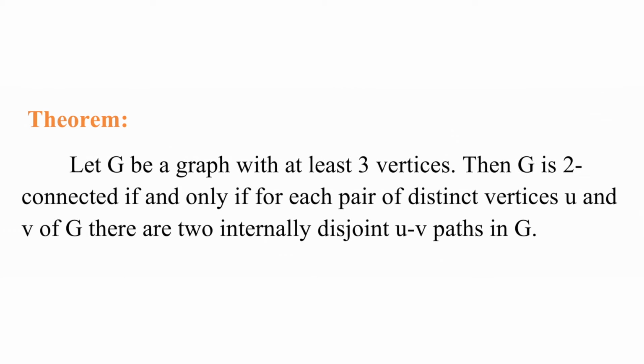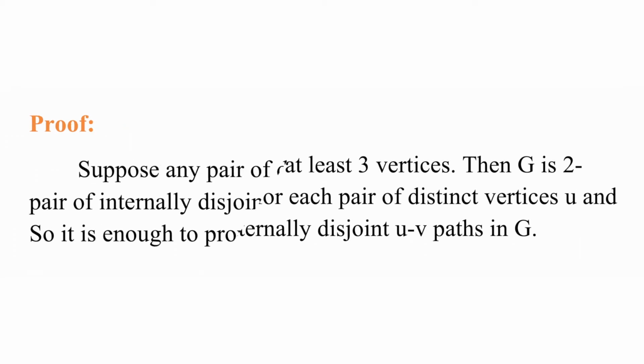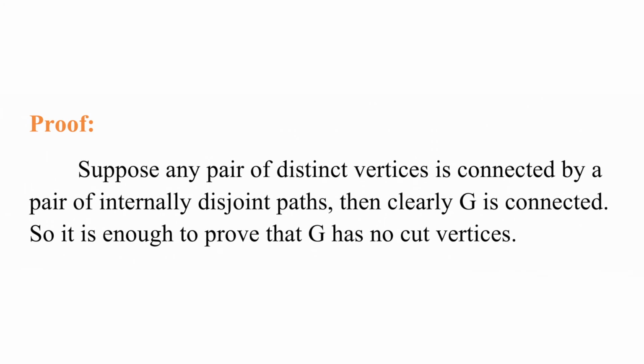The statement is: let G be a graph with at least 3 vertices. Then G is 2-connected if and only if for each pair of distinct vertices u and v of G there are 2 internally disjoint u-v paths in G. We shall see the proof now. Suppose any pair of distinct vertices is connected by a pair of internally disjoint paths, then clearly G is connected.